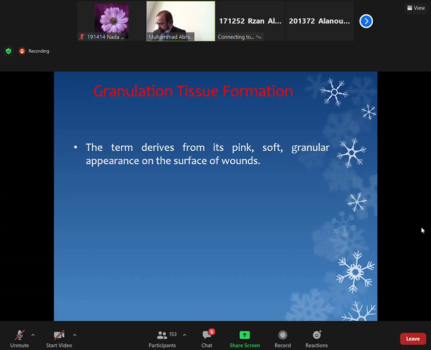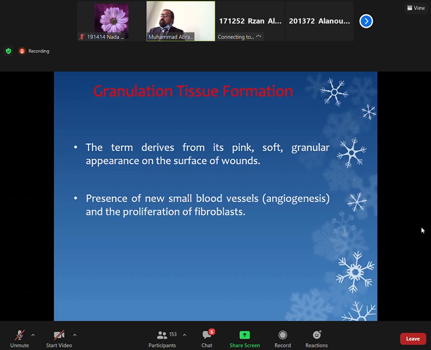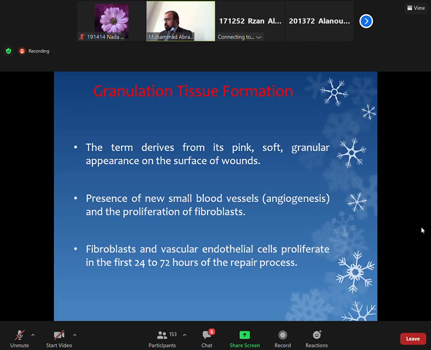Now, the presence of newly formed blood vessels, which is angiogenesis, and the proliferation of fibroblasts: now you know very well that this is granulation tissue. Fibroblasts and vascular endothelial cells proliferate in the first 24 to 72 hours in a repair process. This is important for making the whole thing come together.